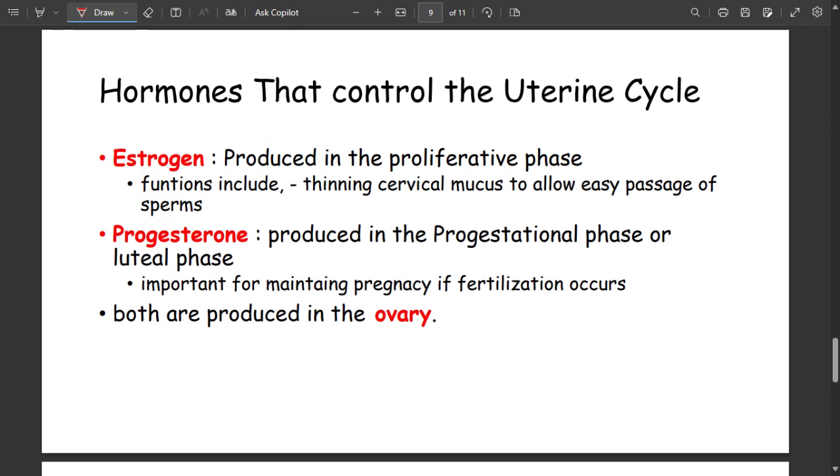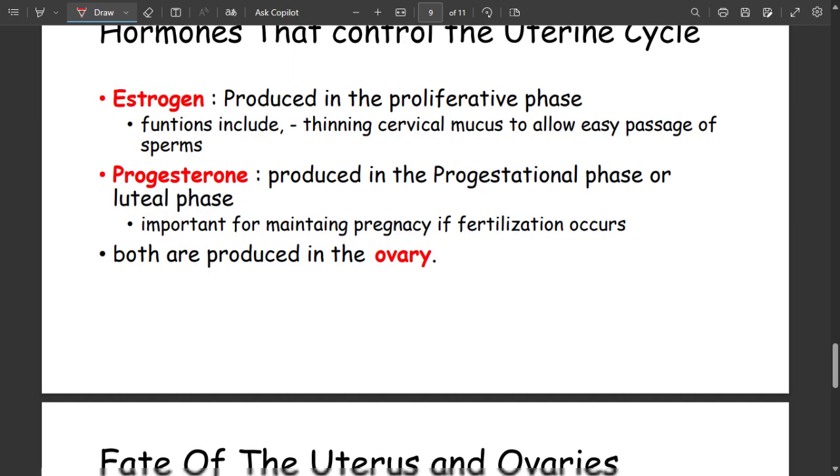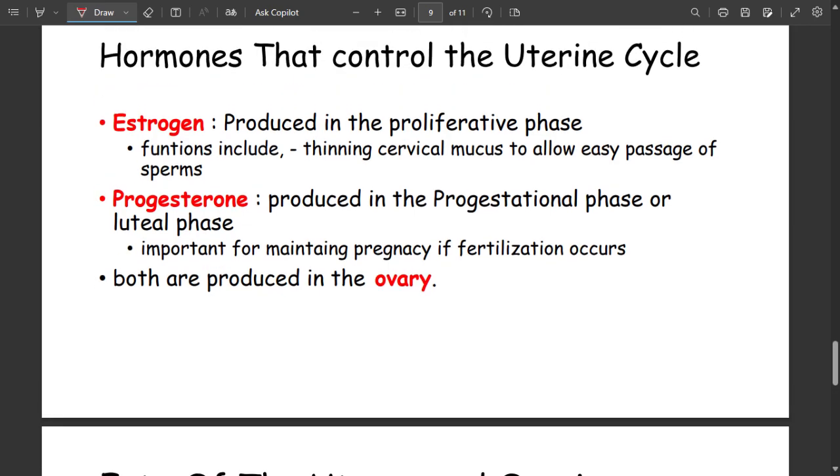But when it comes to the uterine cycles, you can say that one of the functions is thinning of the cervical mucus to allow easy passage of sperms. It's very important in that aspect as well. It helps in fertilization in that manner.